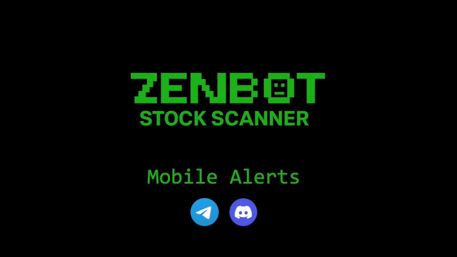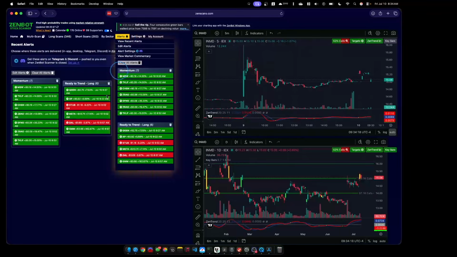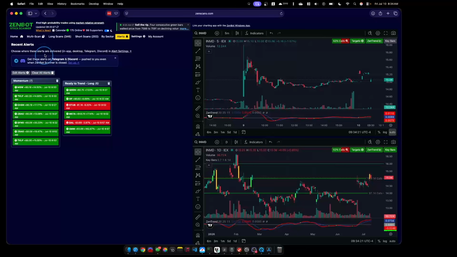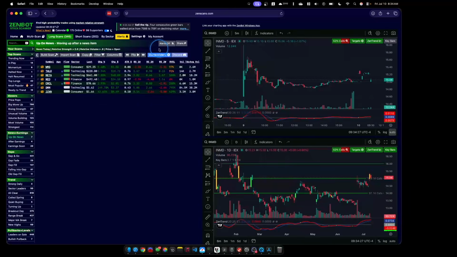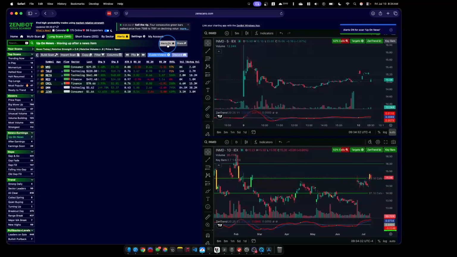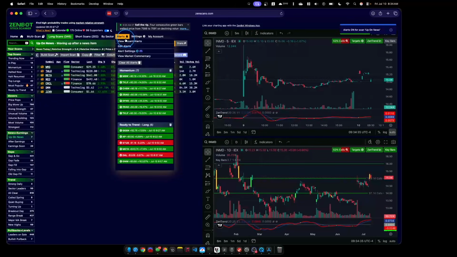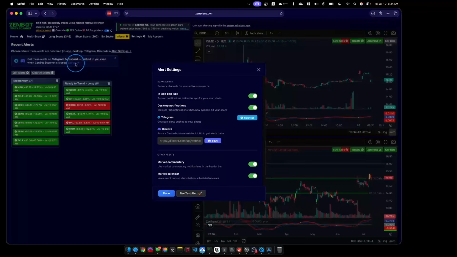Very first thing I want to talk about is the alerts that have been added. So if you've been using ZenBot for a while, you know that you can add alerts on any scan. If you come down to a scan and click on the alerts, you can turn on alerts for any scan. And those alerts will be monitored live and will pop into your alert screen. So what's new is you have the ability now to set these alerts up for mobile. So right now you can come into alert settings and connect ZenBot to Telegram or Discord webhook, and you'll get those alerts live right away.